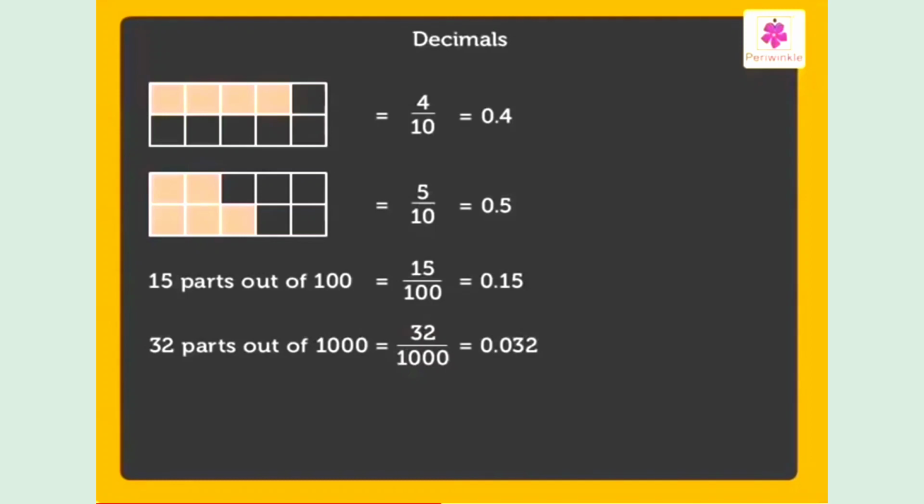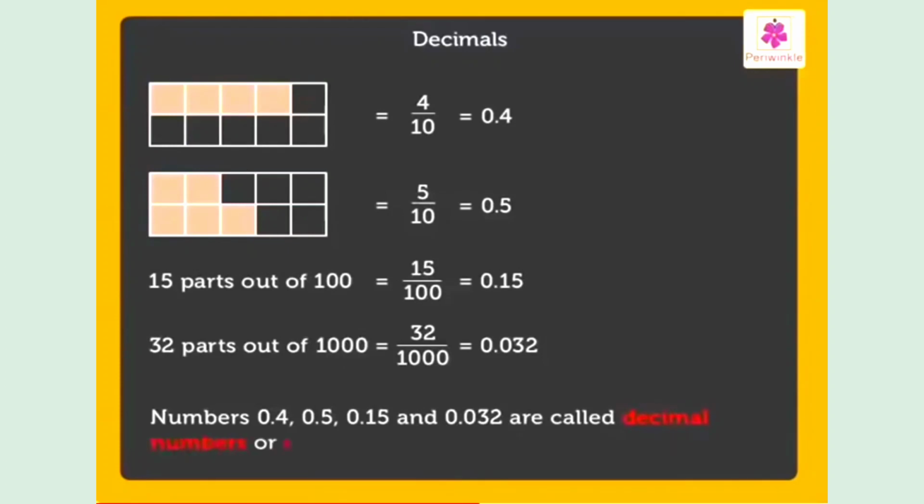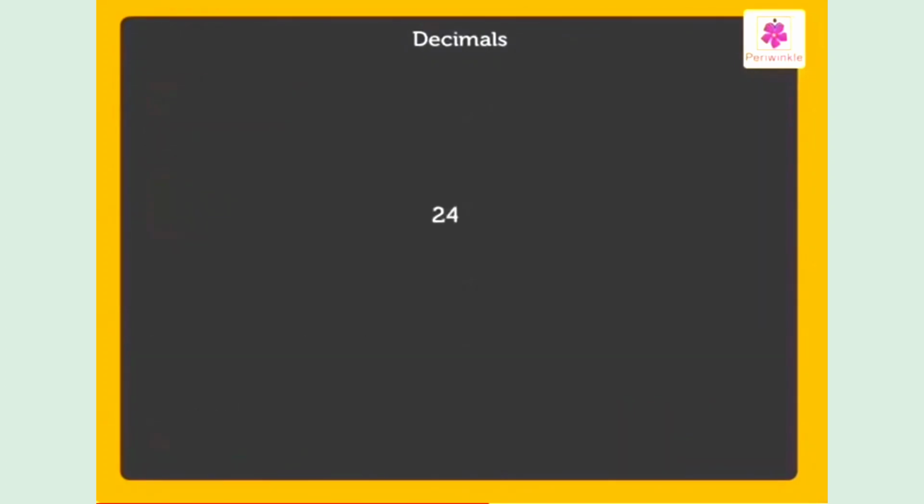It is read as 0.032. These numbers 0.4, 0.5, 0.15 and 0.032 are called decimal numbers or decimals. A decimal number has 2 parts, one on the left side and other on the right side of the point.